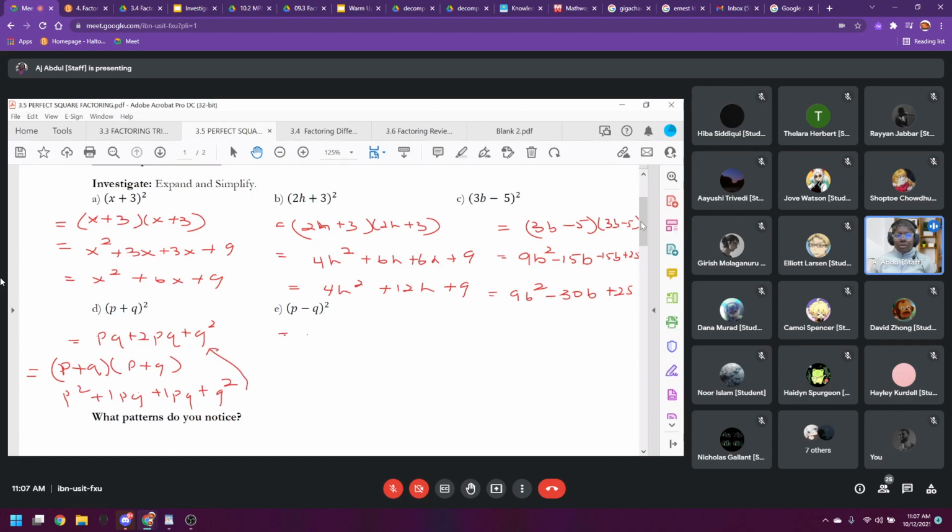And for this one, it's going to be the same thing, except that the middle term is going to be a negative term. So we're going to get p squared, instead of plus here we're going to get minus 2pq, and then still plus q squared. Now, what do we notice? We're supposed to do this on our own and then talk about what we notice, but we're running out of time. How did this become that? I want to show you again.